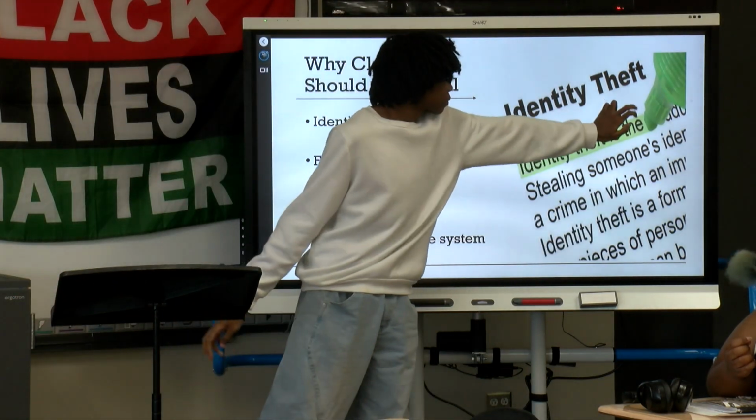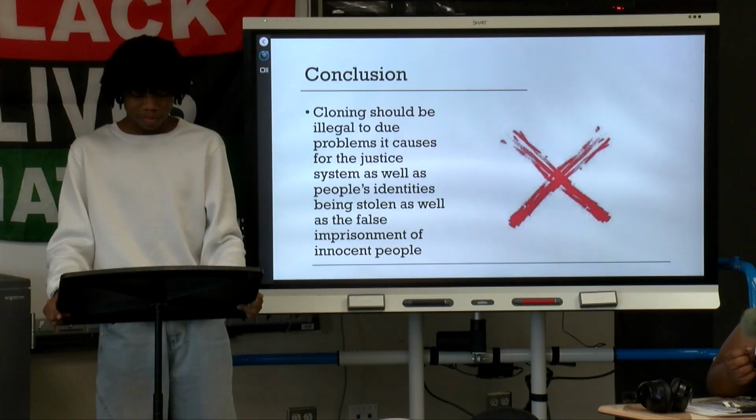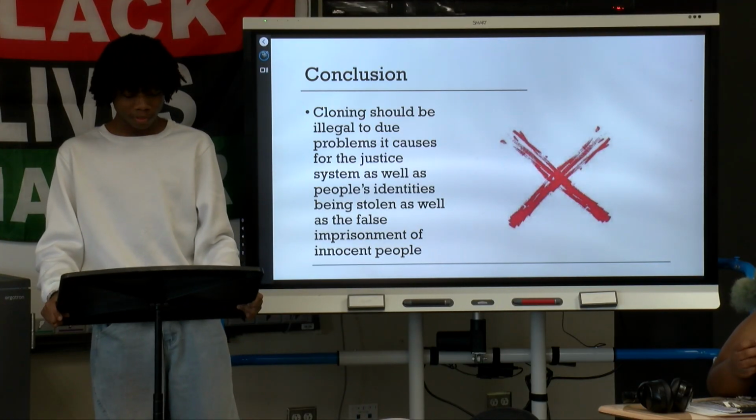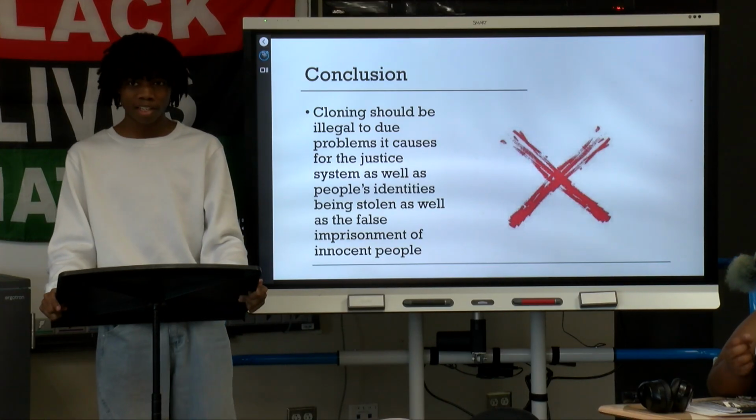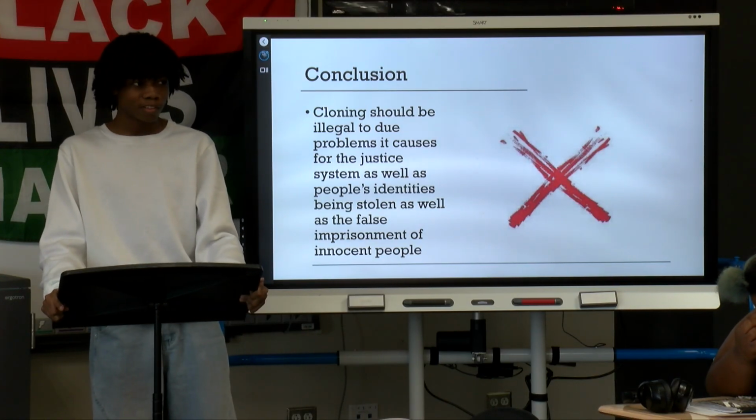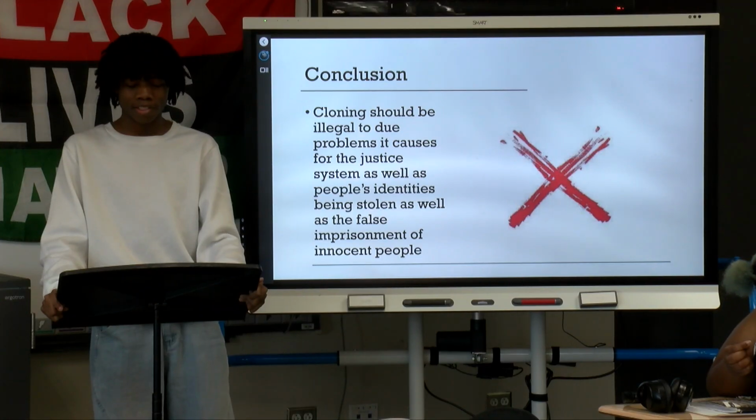But while clones seem like they would be helpful in the initial thought, they can be detrimental to our society. Clones also present the danger of identity theft and imprisonment. As a result, the cloning of humans should be legal due to the problems they cause to our society. Thank you.